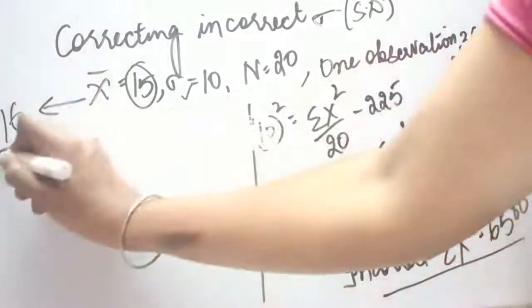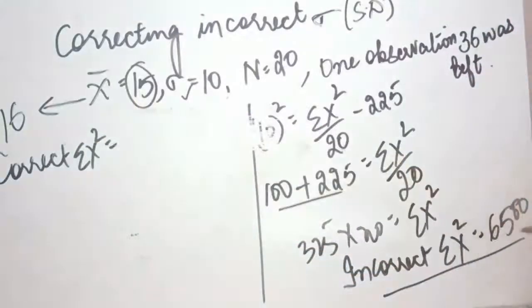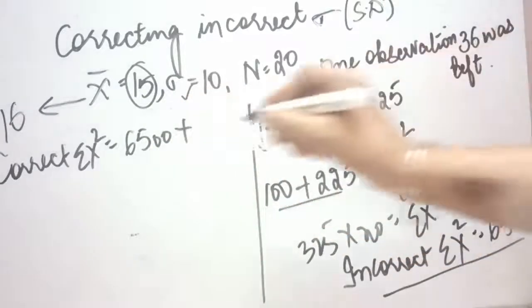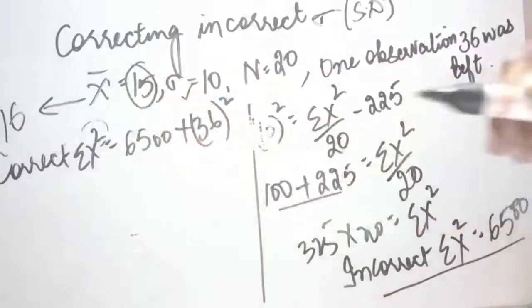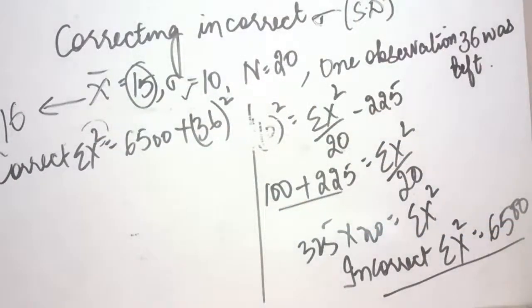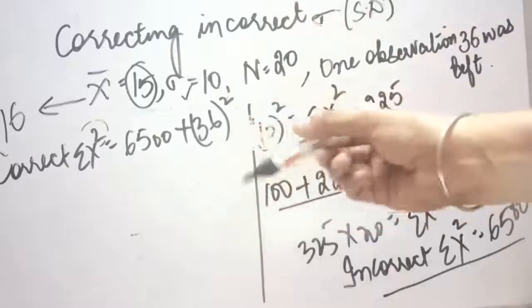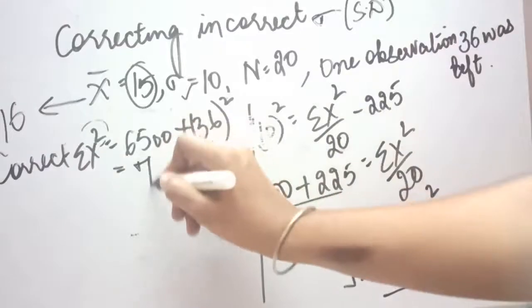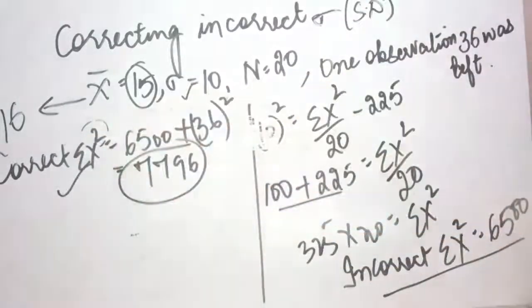Now from this incorrect sigma x square, we will calculate the correct sigma x square. The formula will be incorrect sigma x square, that is 6500, plus the item which was left out, 36, its square. Why square? Because this is sigma x square. If in this question 36 were the right value and 63 the wrong value, we would have added 36 square minus 63 square. So by this we will get 7796. Now we have reached the correct sigma x square.